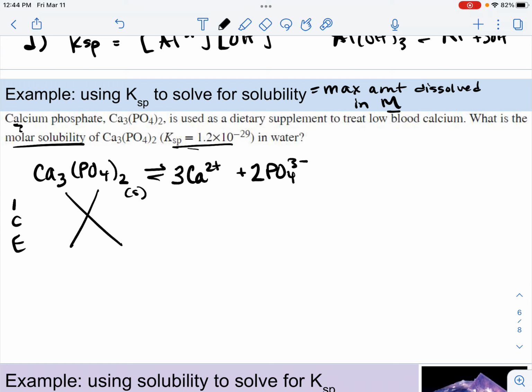And when we're talking about dissolving, we're talking about putting the solid in water. So our initial concentrations are always 0 as long as you're dissolving this in water. We'll talk about that a little bit differently next time, okay? But dissolving in water means there are no ions present, calcium or phosphate present yet.